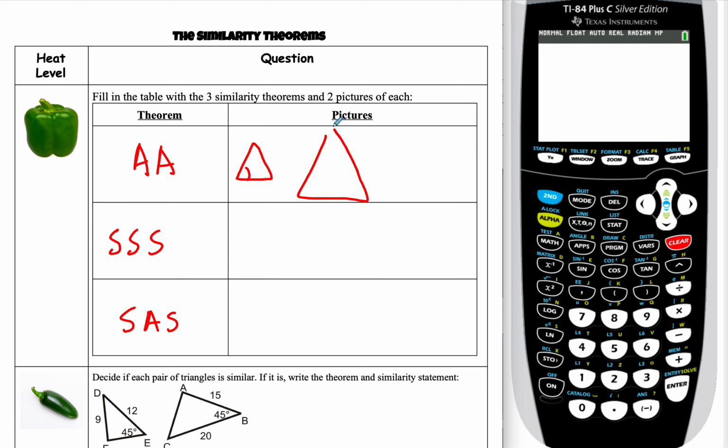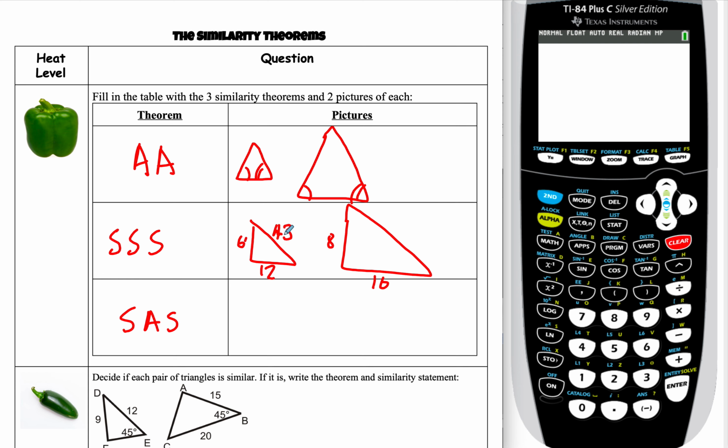Suppose I've got two triangles and they have two pairs of congruent angles. They are similar by AA. Okay? Let's say I've got two triangles and they have 6 and 8. Okay? And this is 12 and 16.